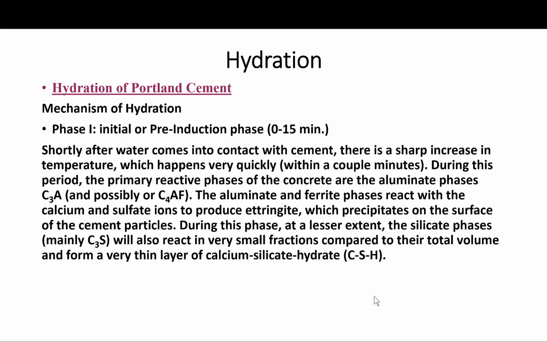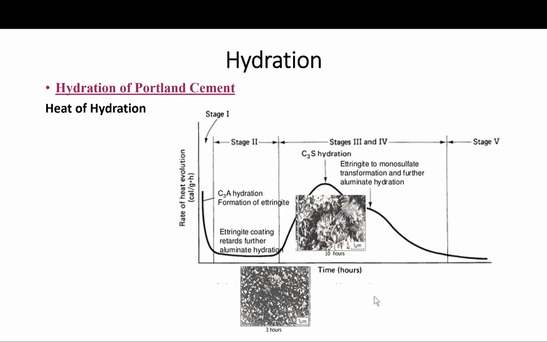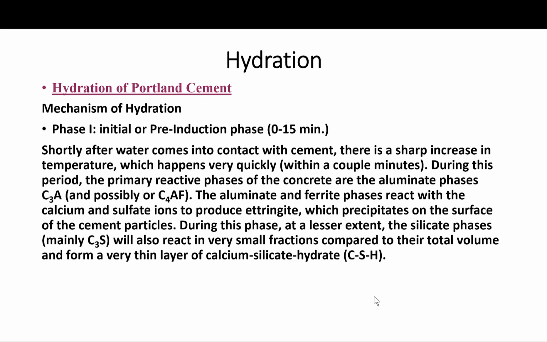So if we look at the heat of hydration curve here, you could see these stages 1, 2, 3, 4, and 5. So what happens in each stage? Look at stage 1, for example, which is the initial or pre-induction phase. It happens between 0 to 15 minutes. Basically, shortly after water comes into contact with the cement, there is a sharp increase in temperature, which happens very quickly, within a couple of minutes.